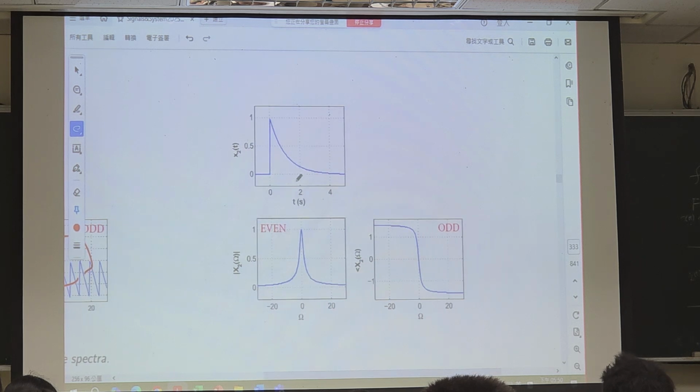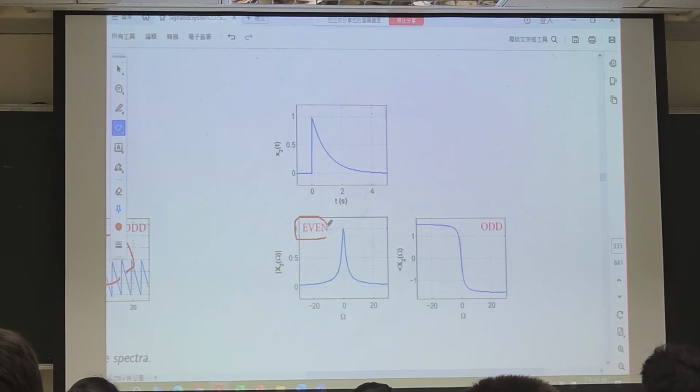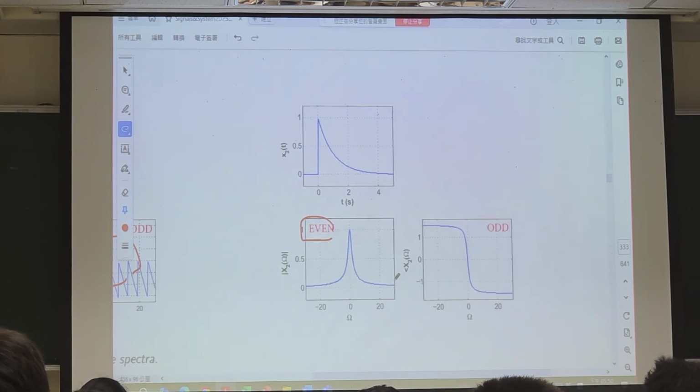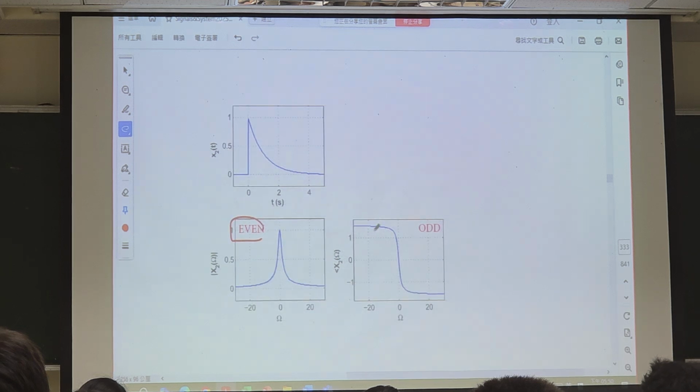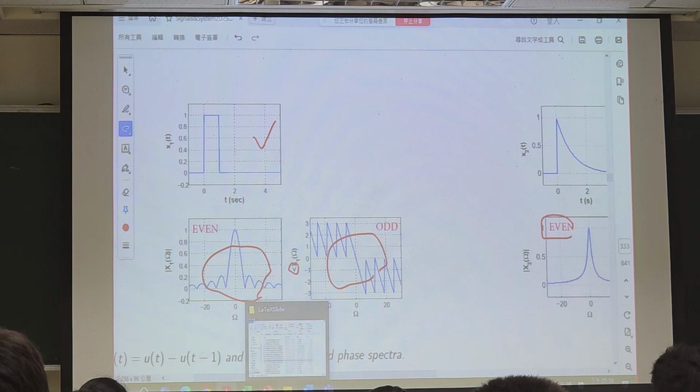And similarly, we consider another function, an exponential decay function. The magnitude of its Fourier transform is also an even, symmetric function. If we look at the argument, it is also an odd function. So this convinces us that the derivation and the result are correct.